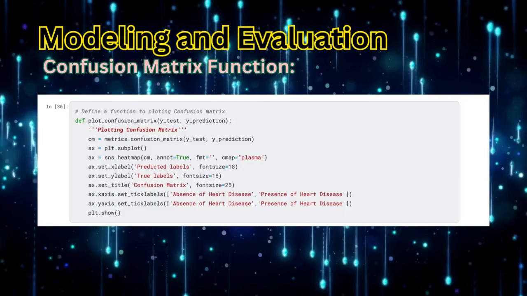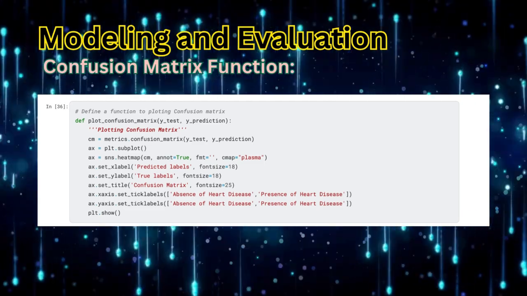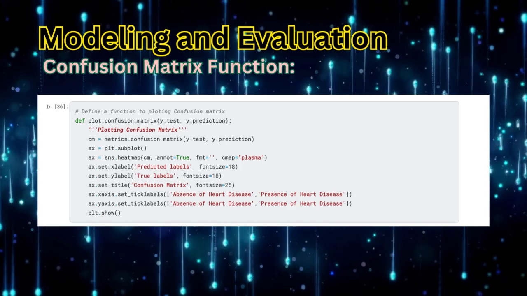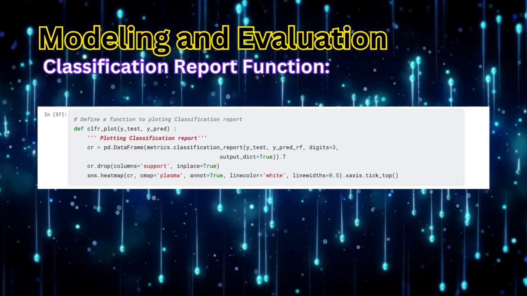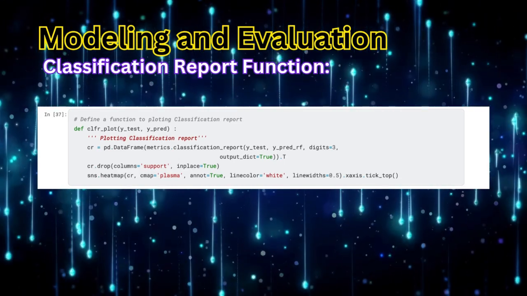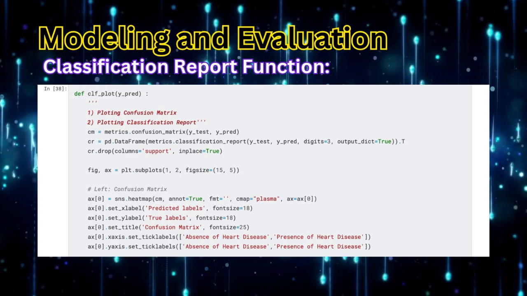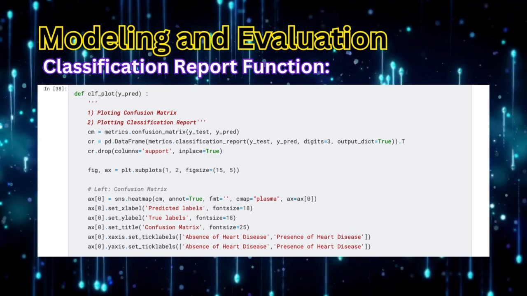Confusion matrix function. This function plots a confusion matrix to show the performance of our model in terms of true positive, true negative, false positive, and false negative predictions. Classification report function. This function generates a detailed classification report showing metrics such as precision, recall, and F1 score. These functions utilize Matplotlib and Seaborn for visualizing the confusion matrix and classification report.